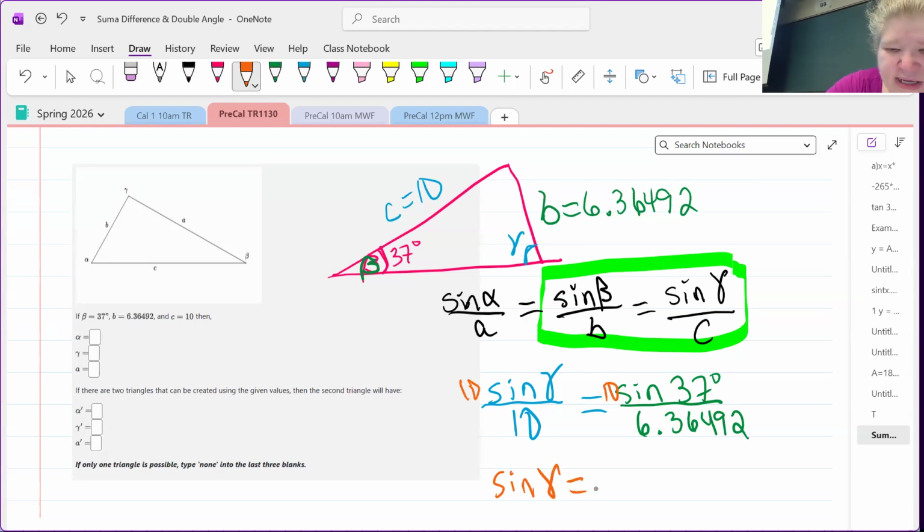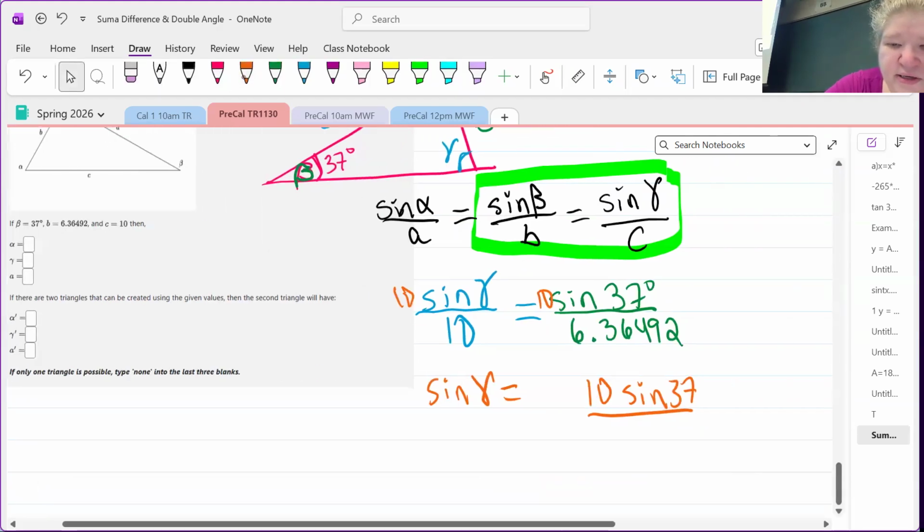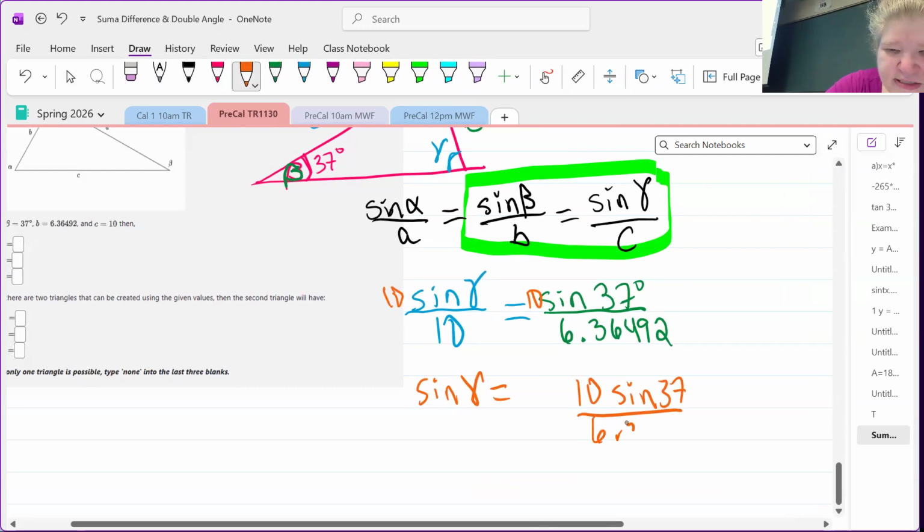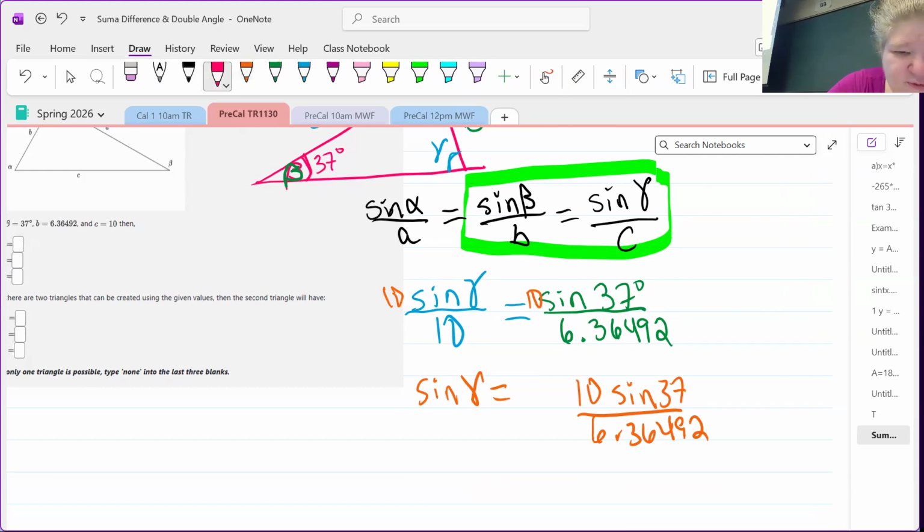So the sine of gamma is 10 sine 37 over 6.36492. And now to get gamma by itself, we use inverse sine. So I'm applying inverse sine to both sides of the equation, but notationally, we write that inverse function in front of what we're applying it to. So it's kind of like a square root. You don't write the square root after the number, you write it in front of the number.